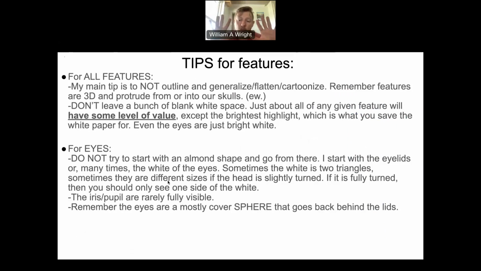We don't have lines around our hands. Remember, features are 3D and protrude from or into our skull. That's actually one I haven't said so far, but you need to remember our noses stick out from our face. Our eyes sink into our head. Our mouths come out of our face and are rounded as they go into our cheeks. Our ears are on the side of our heads. That's not all going to be super important as you draw specific features, but you need to remember these things have mass, have depth. Keep that in mind as you draw them.